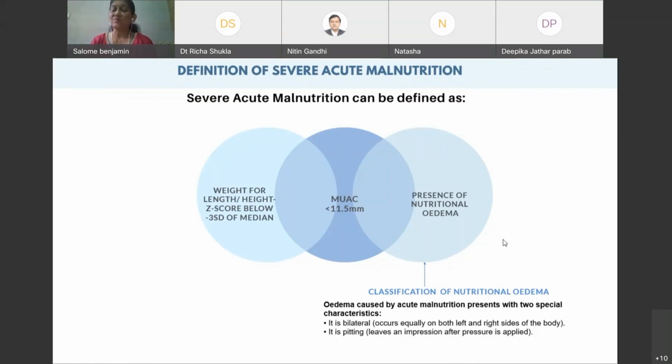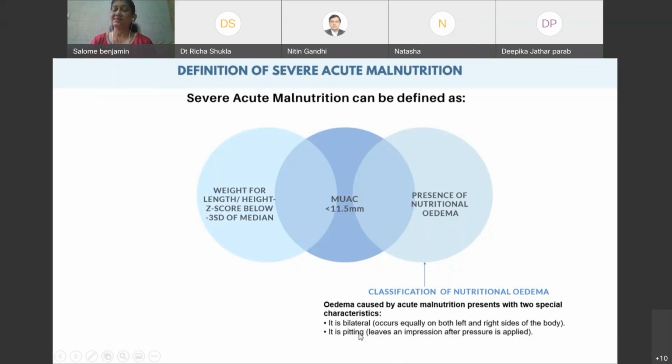So when you are assessing, if you have MUAC less than 11.5, you have minus 3 SD Z-score. These are the tables given on the WHO site. You can download them and correlate with what you get on the measurement of the growth chart. So that is with the help of the growth chart you can do it.